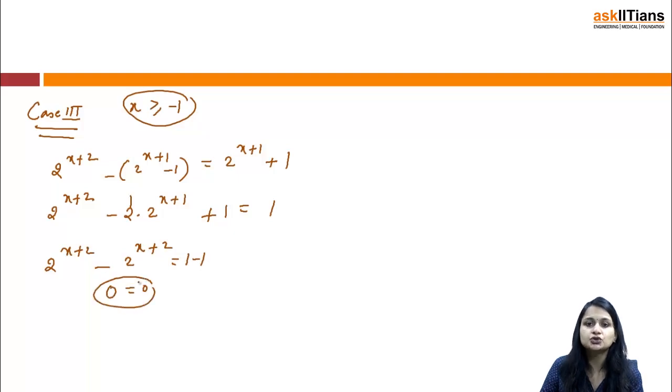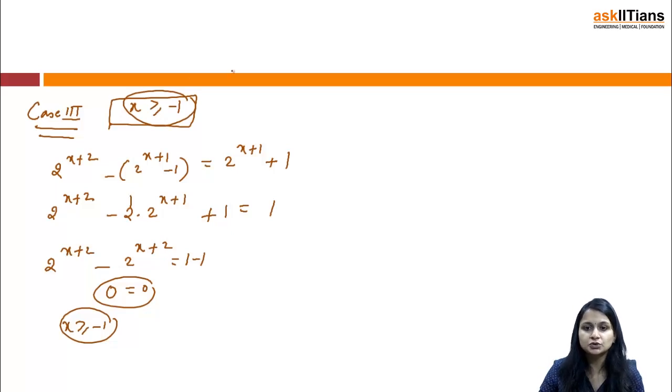That means it is always true. So that means it will always hold true. This is very important. Don't think that this is not giving me any solution. This means that it is always true. So that means x is always greater than minus 1. If x is always greater than minus 1, this condition is always true.